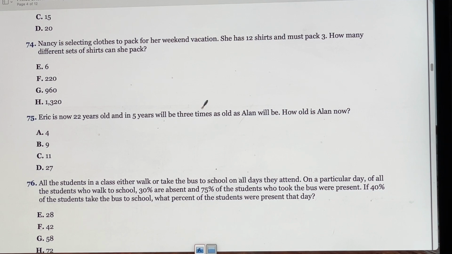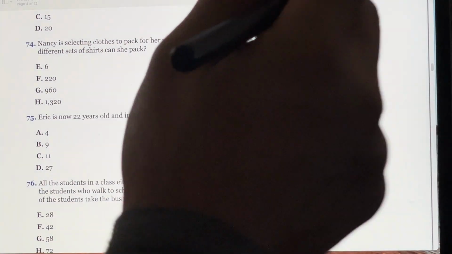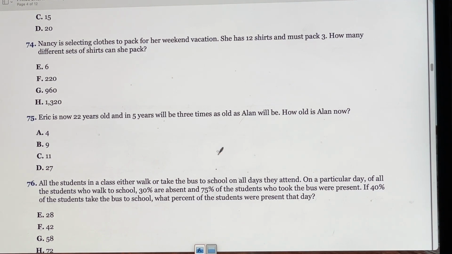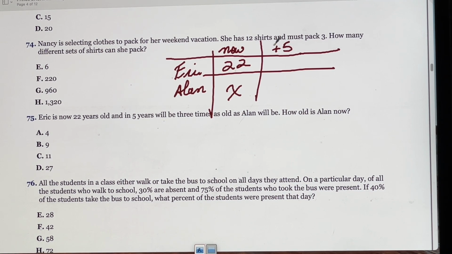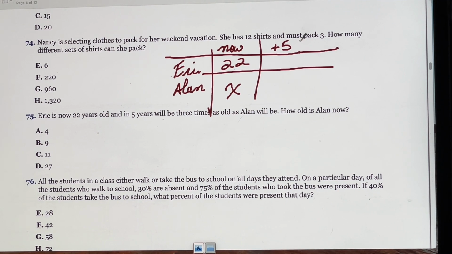When we did age problems in class, I always asked you guys to set up a table. So here's Eric, and here's Alan. The information that I have right now is that Eric is 22. We don't know what Alan is, so we'll call him X. And then the problem talked about 5 years from now, so I'll put a little plus 5 here. So in 5 years, Eric will be 27, and Alan would be X plus 5, whatever he is today, plus 5.